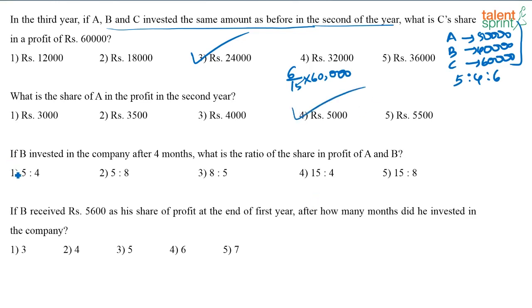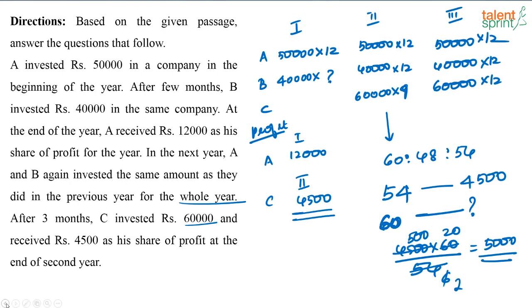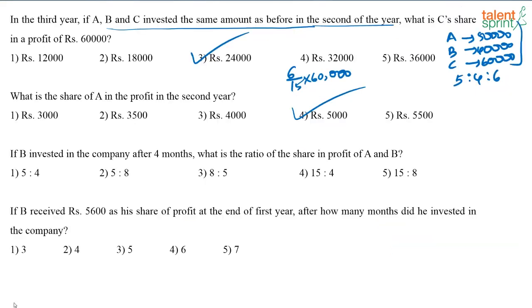Next one. If B invested in the company after 4 months, what will be the ratio of share in profit of A and B? In this question, they have not given which year they are talking about. When we talk about B, for the second and the third year, you know that B has invested completely. Only for the first year, we don't know for how many months B has invested. So we have to assume that they are talking about the first year. Otherwise, how do I find out which year they are talking about?